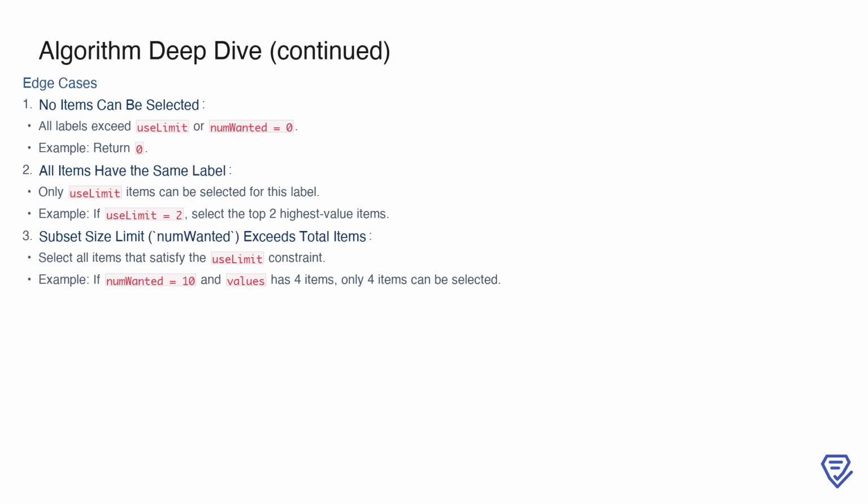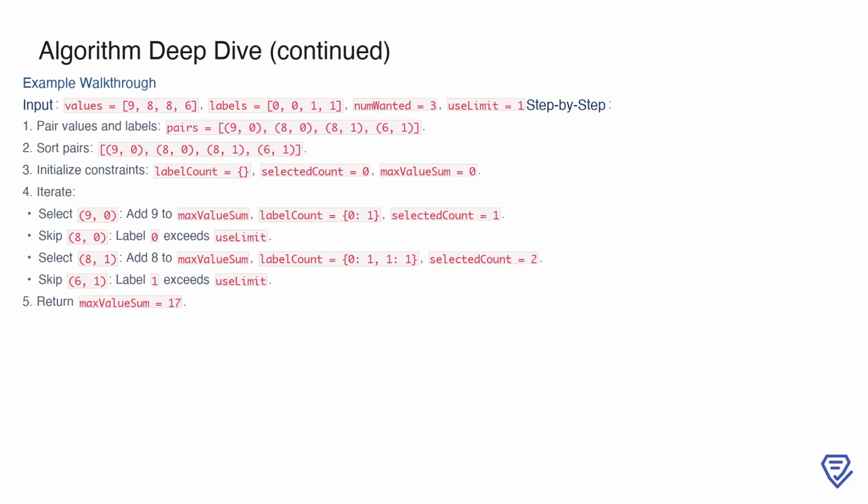A third edge case is when the subset size limit, number wanted, exceeds the total number of items available. In this situation, the algorithm selects all items that satisfy the use limit constraint, as the subset size limit is not restrictive. These considerations ensure that the algorithm handles a wide range of inputs gracefully and produces the correct result in every case. Let's walk through an example to see the algorithm in action.